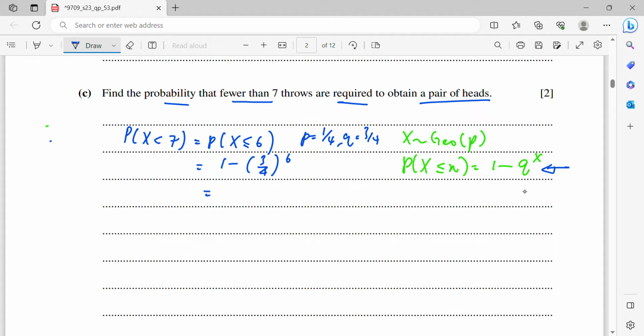Then you will get 3367 over 4096, or correct to decimal places or significant figures, it will be 0.822.